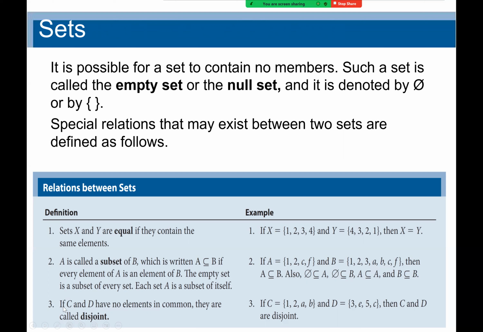Now, if we have sets C and D, and sets C and D have no elements in common, then we call them disjoint, which means you have two sets. The elements in C are different from the elements in D. They don't have anything in common. So for example, given here, if C equal to 1, 2, A, B, and set D equal to 3, E, B, C, then we can say sets C and D are disjoint because all the elements in set C are different from all the elements in set D.